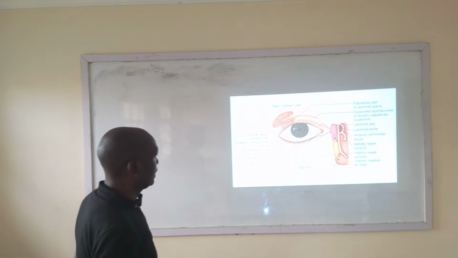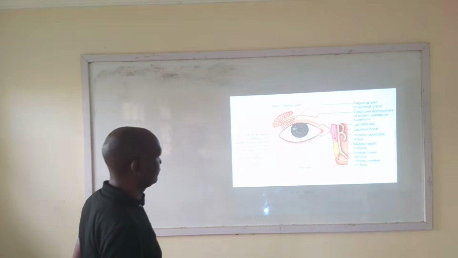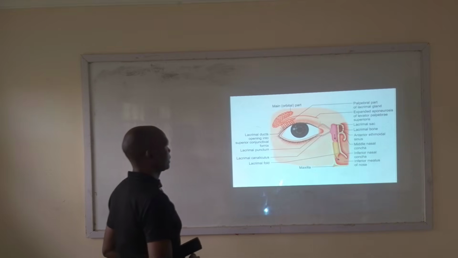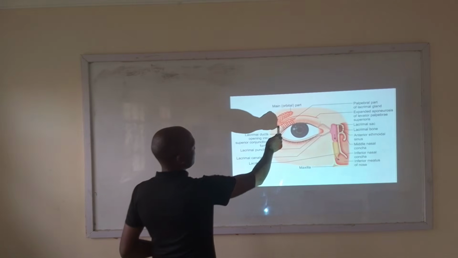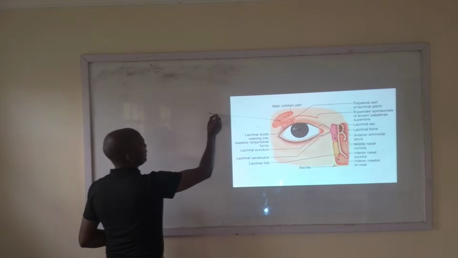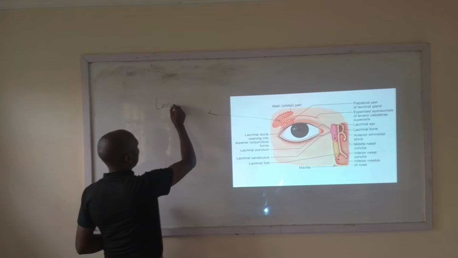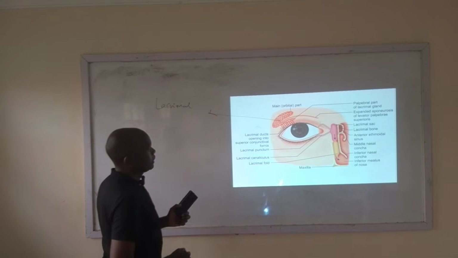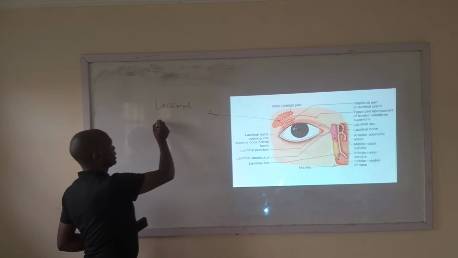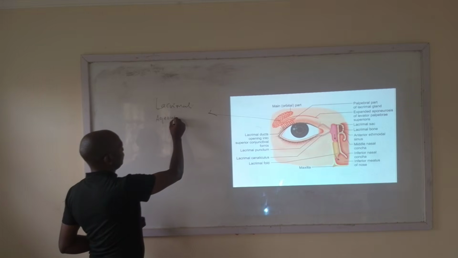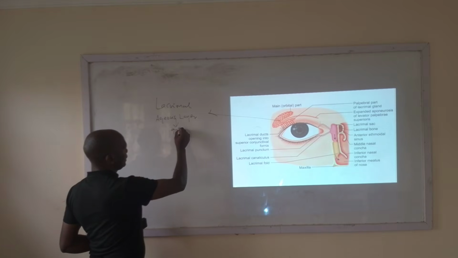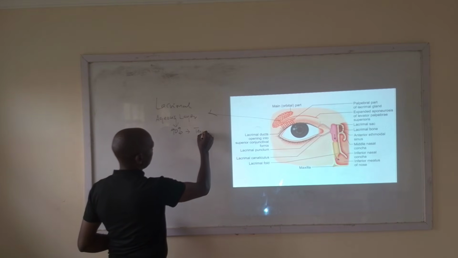So this is the eye structure, the external surfaces plus the accessory structures of the eye. So this is the lacrimal gland here. What you are seeing here is the lacrimal gland. It is this gland that produces the layer of tears that we call the aqueous layer. And this aqueous layer forms about 90% of the entire tear film.